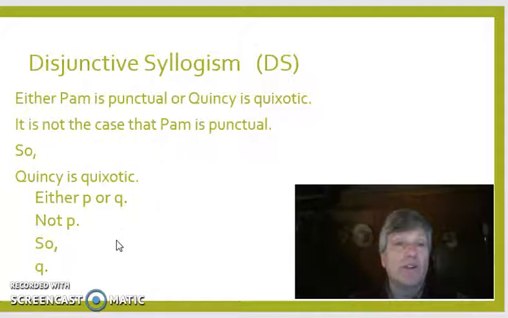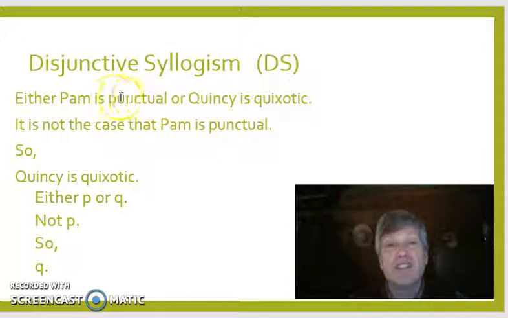Next rule of inference, disjunctive syllogism. So suppose that you know that either Pam is punctual or Quincy is quixotic. You know that one of those is true. At least one of those is true. Either Pam is punctual or Quincy is quixotic. But you know that Pam is not punctual. It's not the case that Pam is punctual.